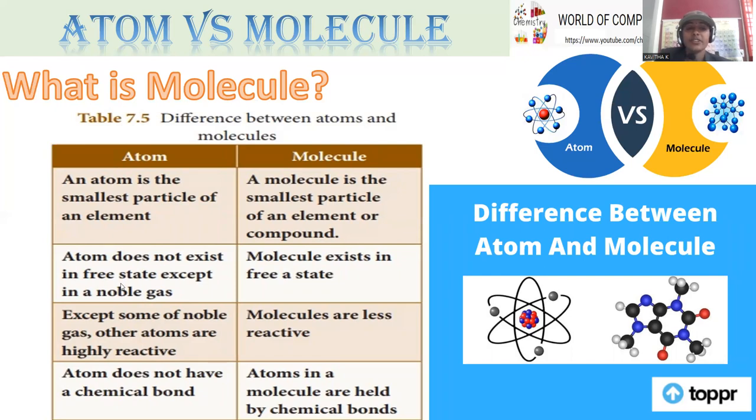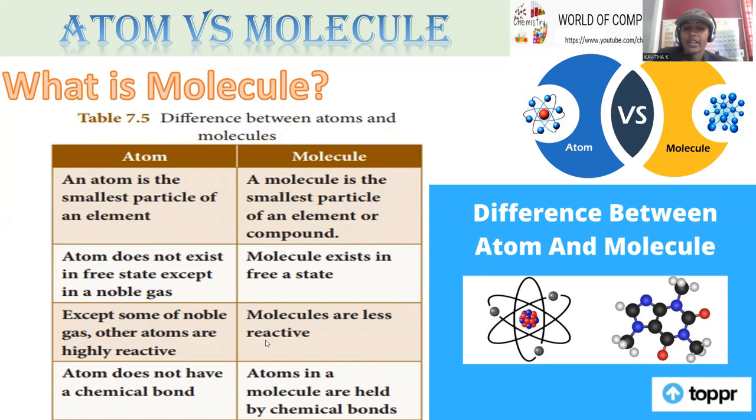An atom does not exist in the free state because all the atoms are highly reactive except noble gases. The remaining atoms will be available in a combined form. Molecules exist in the free state. Except some of the noble gases, other atoms are highly reactive in nature. When you go with the alkali metals, alkaline earth metals, transition metals, or any P block elements, all are highly reactive in nature. But the noble gases are highly stable.